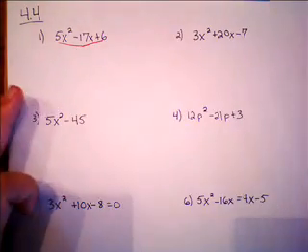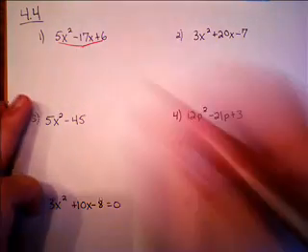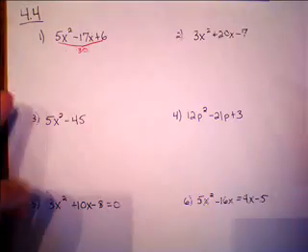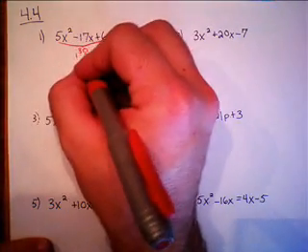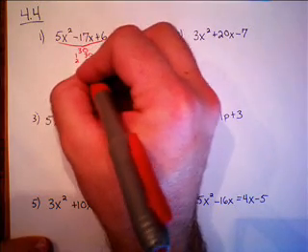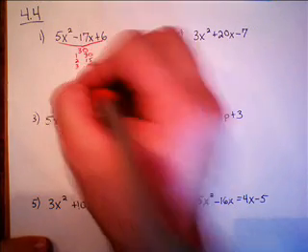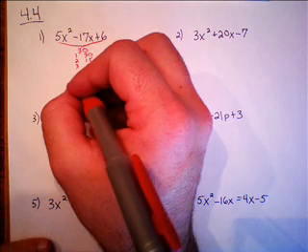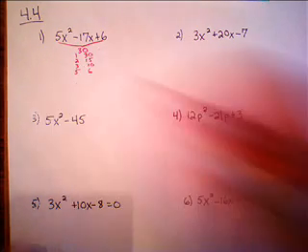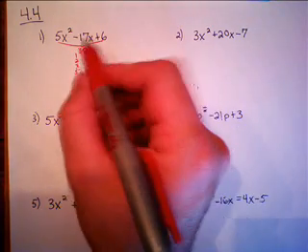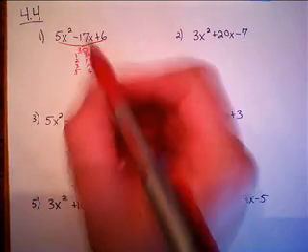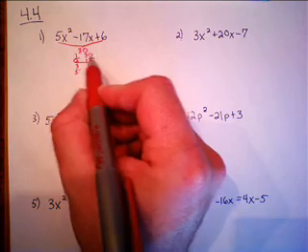Multiply the first and the last number, 5 and 6, and you get 30. List out all the factors of 30. 1 and 30, 2 and 15, 3 and 10, 5 and 6. That's all there is. From here we say, well, what factors are going to get me 17? Well, 2 and 15 will get me 17.